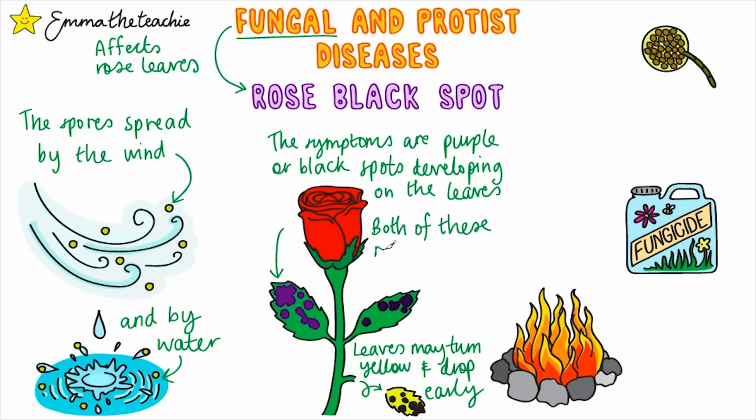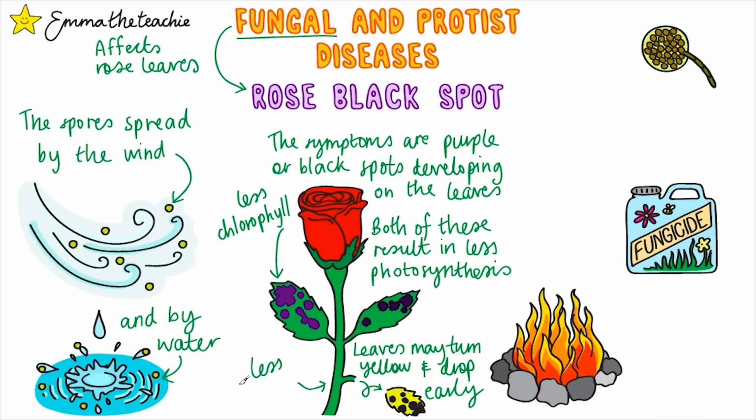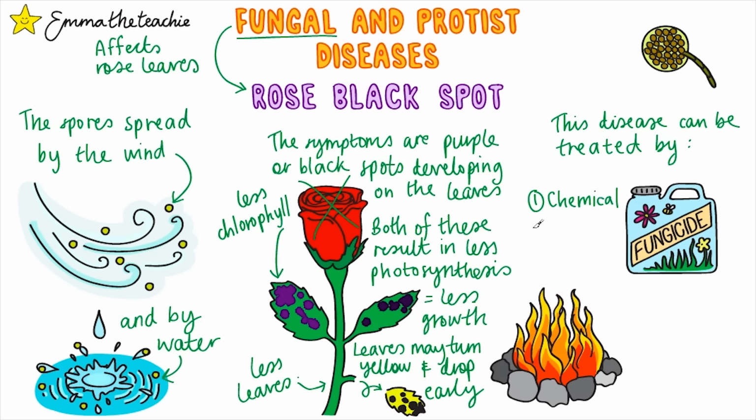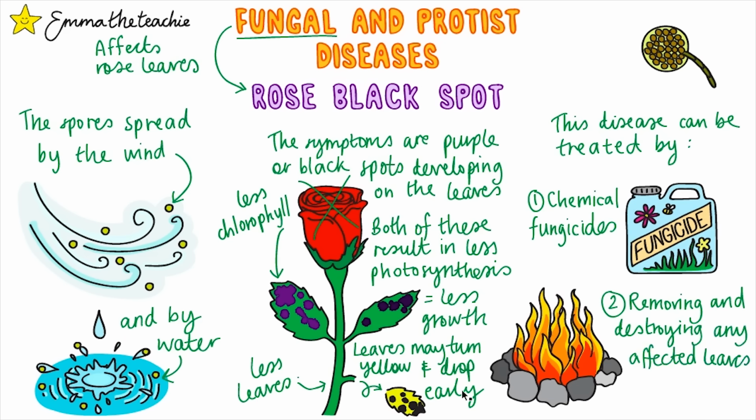Both of these symptoms result in less photosynthesis. Having purple or black spots means there's less chlorophyll in the leaf, and having fewer leaves or yellow leaves also reduces the amount of chlorophyll. This results in less growth of the plant, and can even mean that there are fewer or smaller roses. This disease can be treated in 2 ways. Firstly, we've got chemical fungicides that kill the spores, and secondly is removing and destroying any affected leaves. This is usually done by burning them.